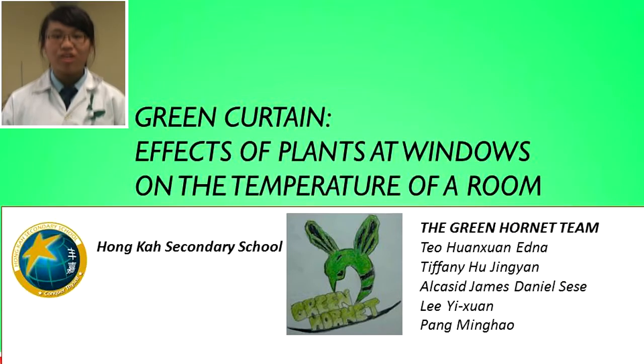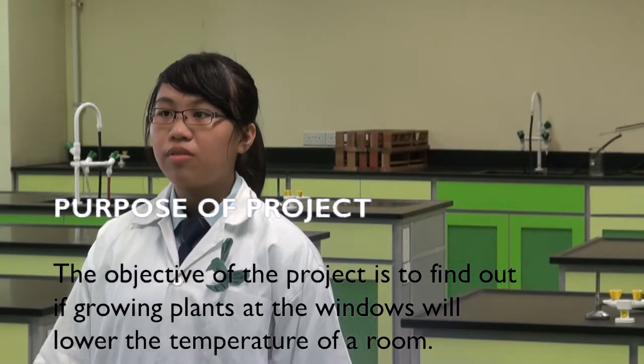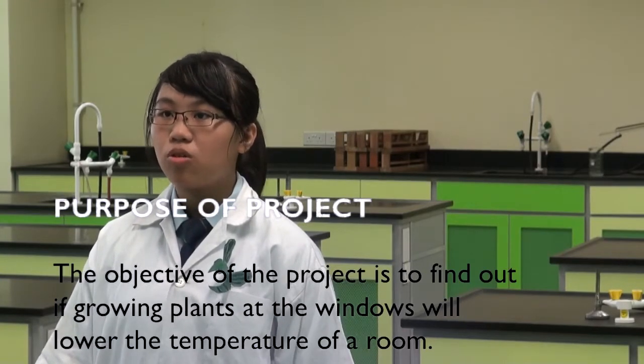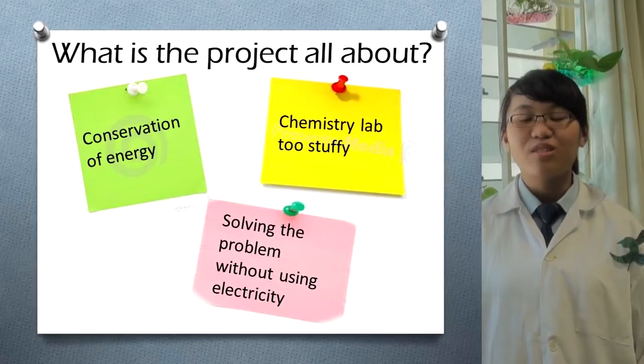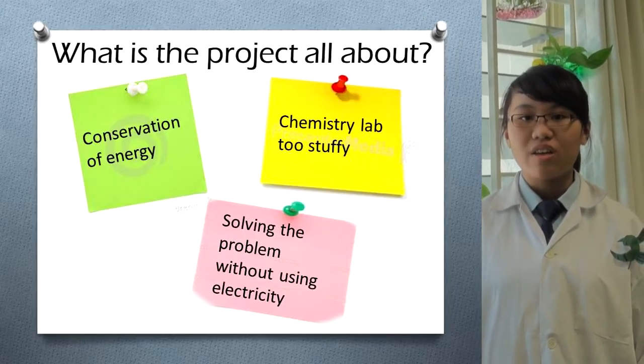I'm Tiffany from the Green Hornet team. We have been working on this project called the Green Curtain for 4 months. The objective of the project is to find out if growing plants at the window will lower the temperature of a room. The main objective of the project is conservation of energy.